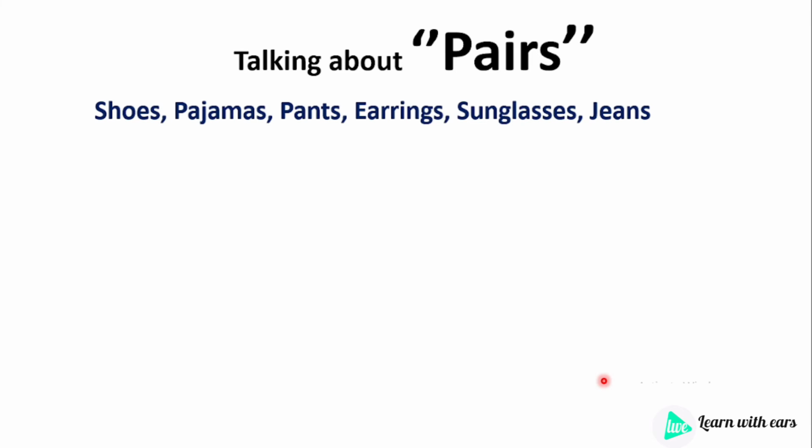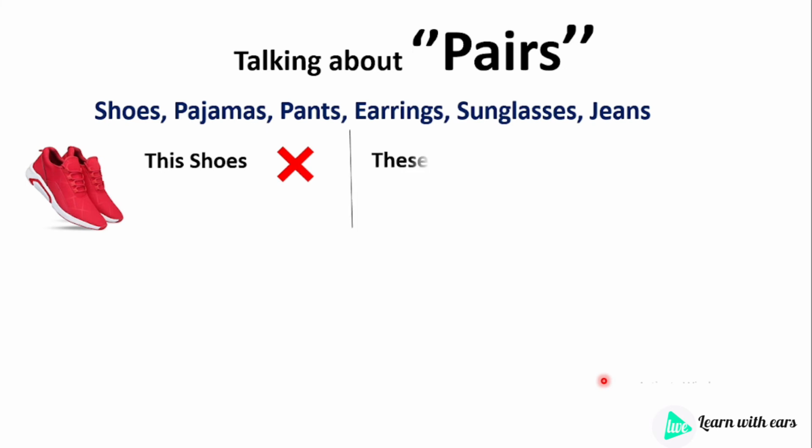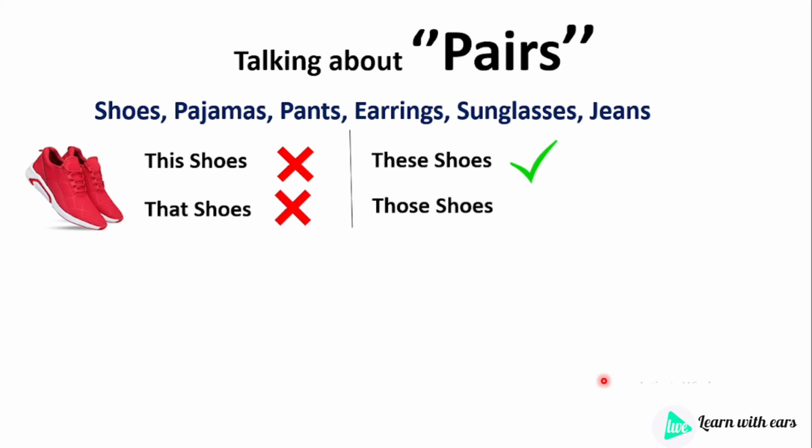Now let's see how we use demonstrative pronouns when talking about pairs, like shoes, pajamas, pants, earrings, sunglasses, jeans, etc. If we have shoes, we can't say this shoes. That'll be incorrect. We'll say these shoes. Okay? We can't say that shoes. That'll be incorrect. We'll say those shoes. Okay? That's correct because it's plural.